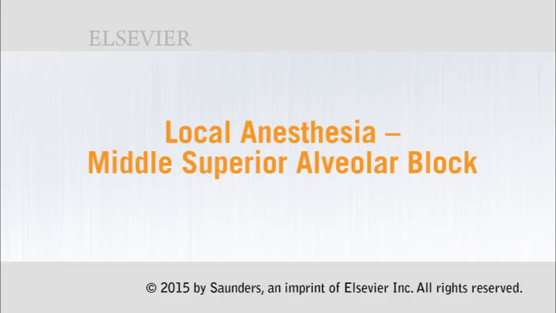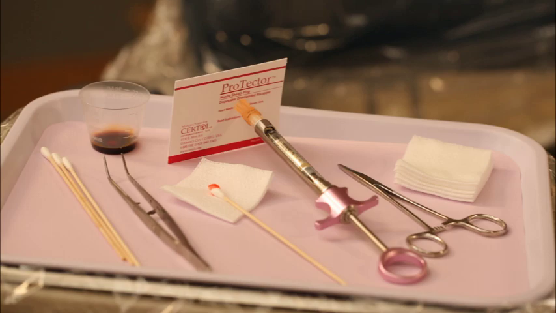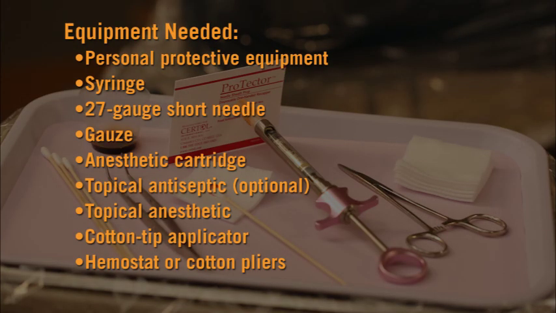Local anesthesia, middle superior alveolar block. The equipment needed for this procedure is as follows: personal protective equipment, syringe, 27-gauge short needle, gauze, anesthetic cartridge, topical antiseptic, optional topical anesthetic, cotton tip applicator, and hemostat or cotton pliers.